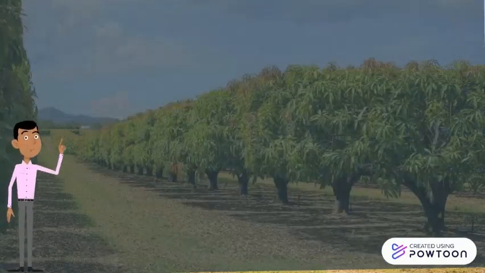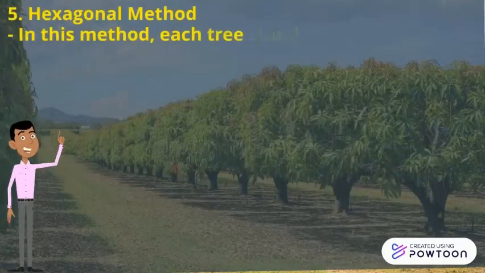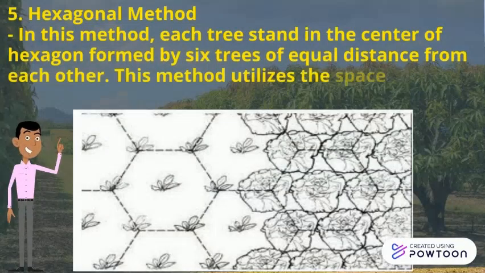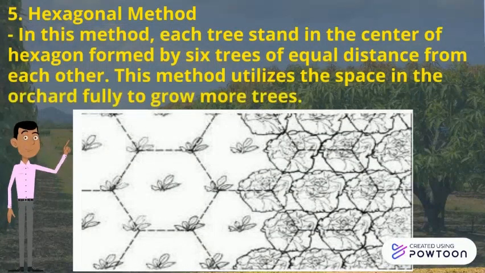Number 5. Hexagonal method. In this method, each tree stands in the center of a hexagon formed by 6 trees of equal distance from each other. This method utilizes the space in the orchard fully to grow more trees.